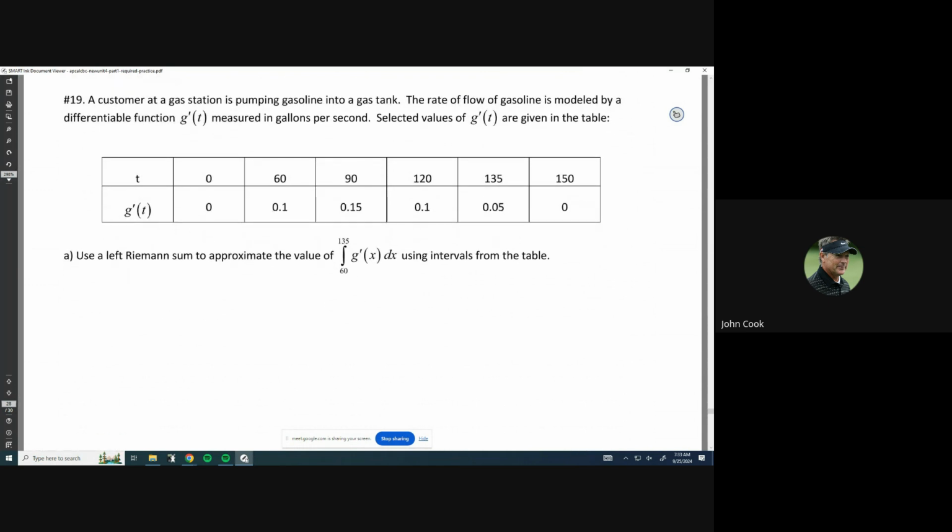All right, so let's see. Number 19, a customer at a gas station is pumping gasoline into a gas tank. The rate of flow of gasoline is modeled by the differentiable function g prime of t, measured in gallons per second. Selected values of g of t are given in the table below. All right, so here's our table.